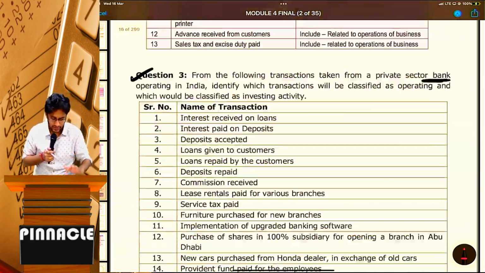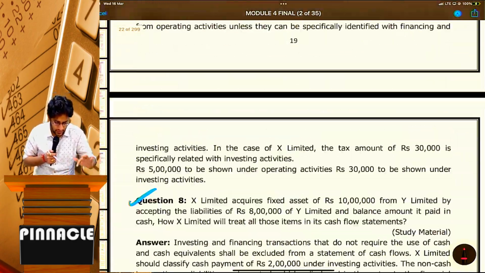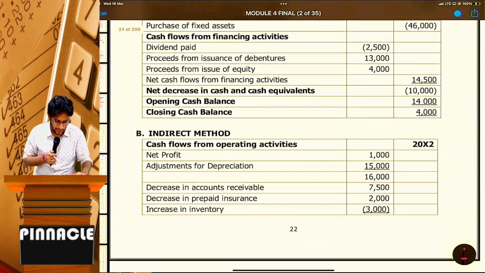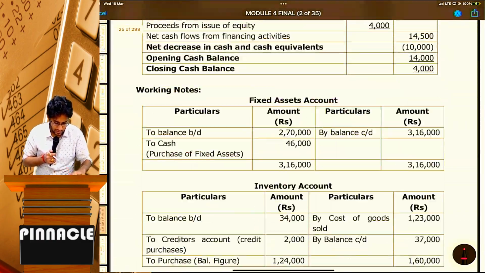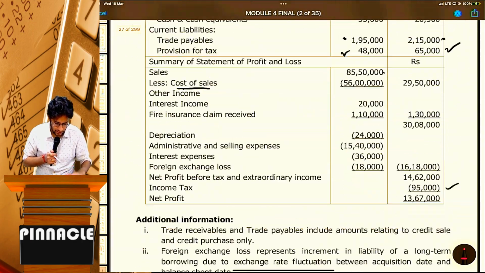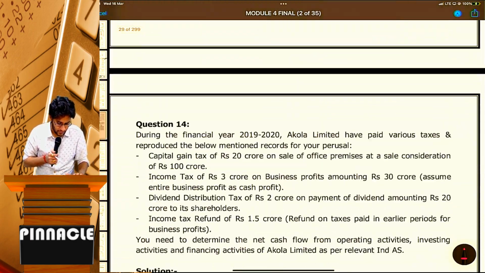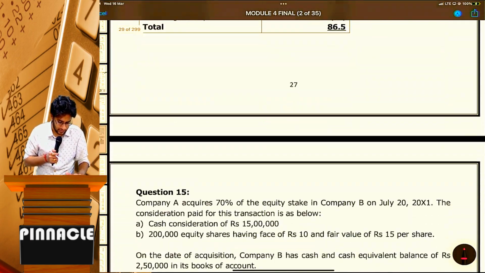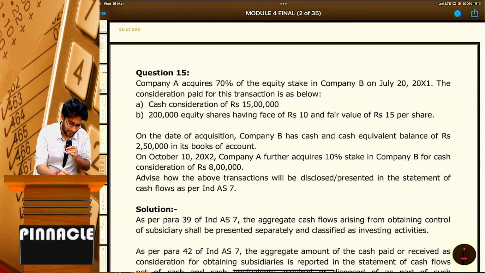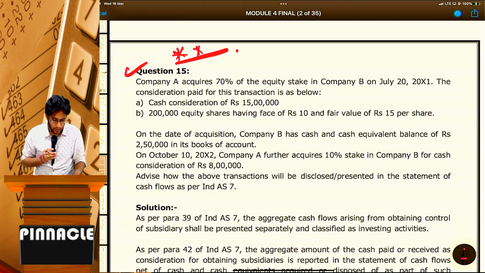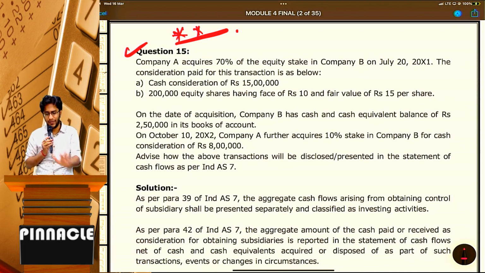With this, officially the standard is over, but questions are left. In the exam, subsidiary consolidation type questions are important, so don't try to run away. Focus. Come to the question number, the 15th one. This is bang on the same concept we have just now studied. Literally the same, so don't mess up at least.